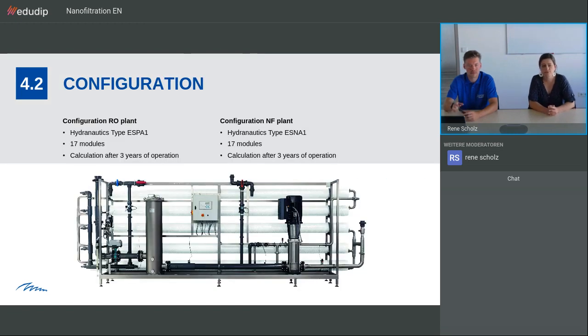Okay, let's have a look at the configurations. We have used the same configurations of the plants: Hydranautics modules, which are the ones we usually use, though we have also worked with other suppliers. In this case, it would be the SWC1 type for the reverse osmosis membrane and the SNA1 for the nanofiltration. We use 17 modules in both cases. And as it's usually done, it is the membrane supplier's calculation after 3 years of operation.